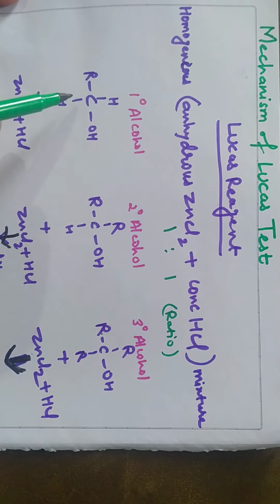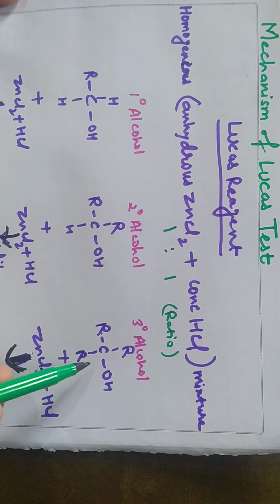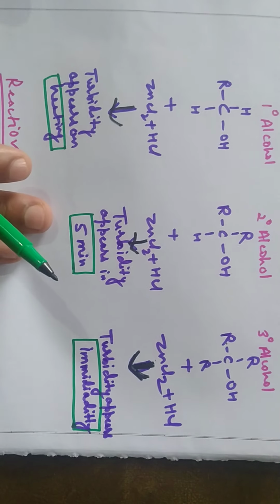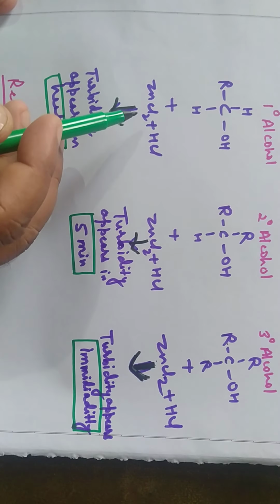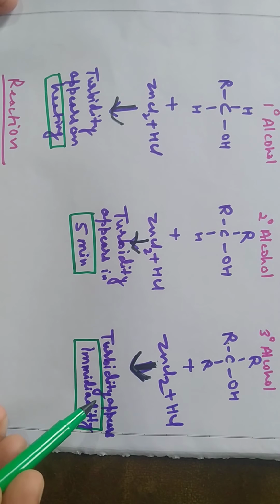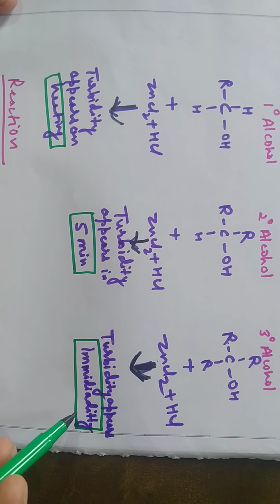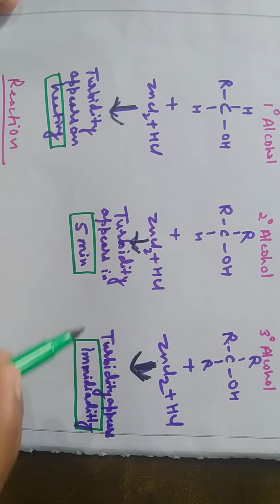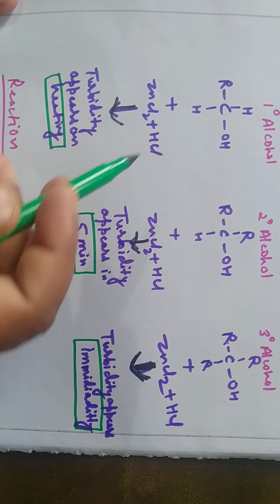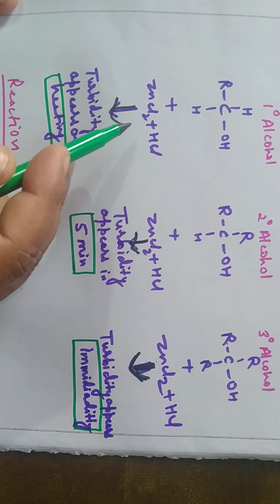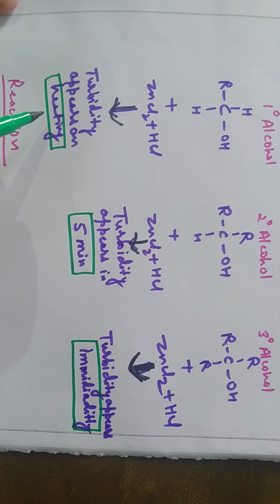Now we have seen 1 degree alcohol, 2 degree alcohol and 3 degree alcohol. Now, these alcohols are reacting with anhydrous zinc chloride and HCl, that means Lucas reagent. So, 3 degree alcohol will give turbidity immediately. That means white precipitate, cloudiness in the solution. And 2 degree alcohol on reaction gives turbidity in 5 minutes. And 1 degree alcohol on reaction with Lucas reagent gives no turbidity. And if turbidity appears on heating, that means reaction is not possible at room temperature.